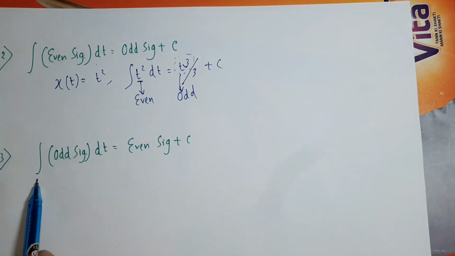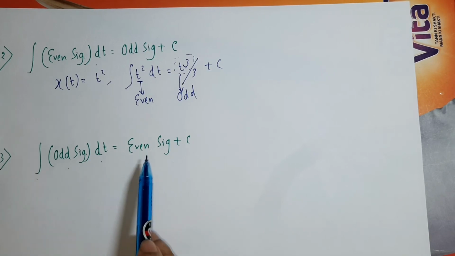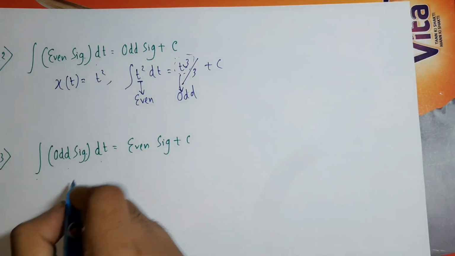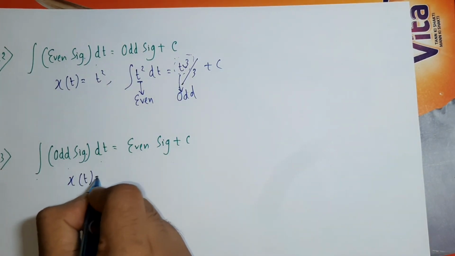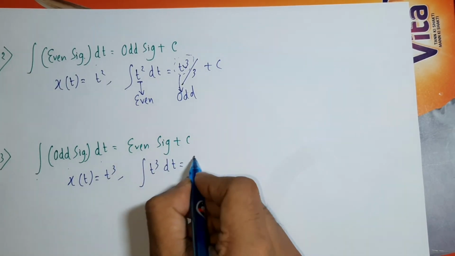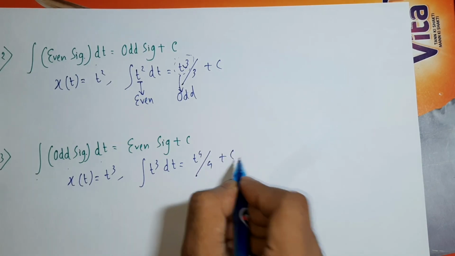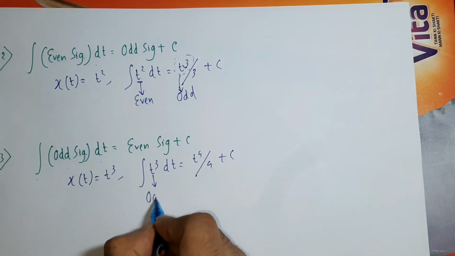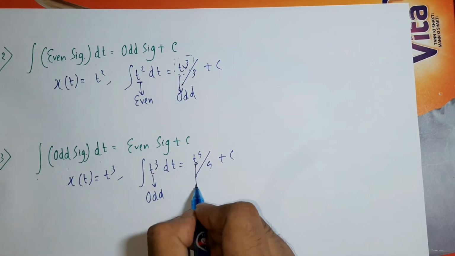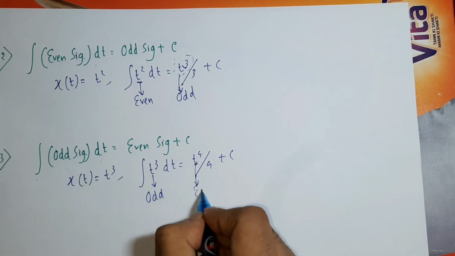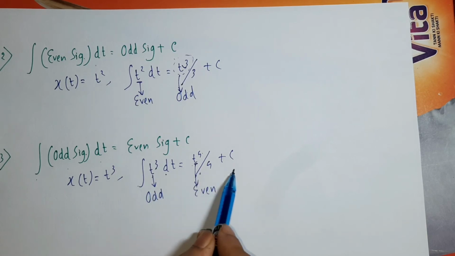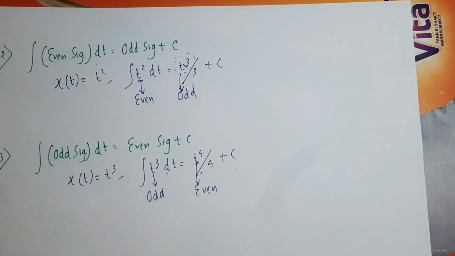Similarly, if you integrate an odd signal with respect to time, you will get an even signal plus a constant c. So let me take an example of this case. Suppose you have the signal x(t) equal to t cube. If you integrate t cube with respect to time, you will have t to the power 4 divided by 4 plus c, where c is the constant of integration. T cube is an odd signal because the power of t is 3, which is an odd number. T to the power 4 is an even signal because the power of t is 4, which is an even number. So clearly, if you integrate an odd signal with respect to time, you will get an even signal plus the constant of integration.